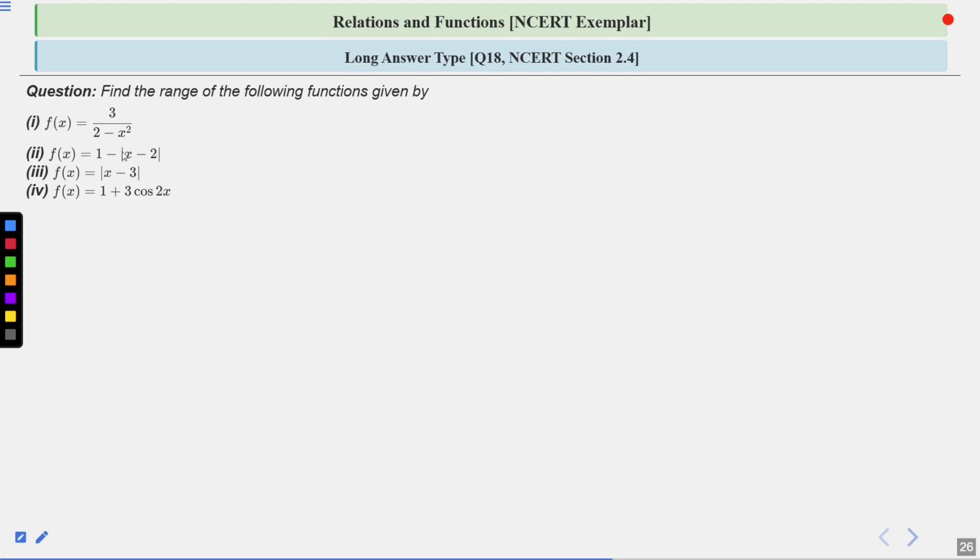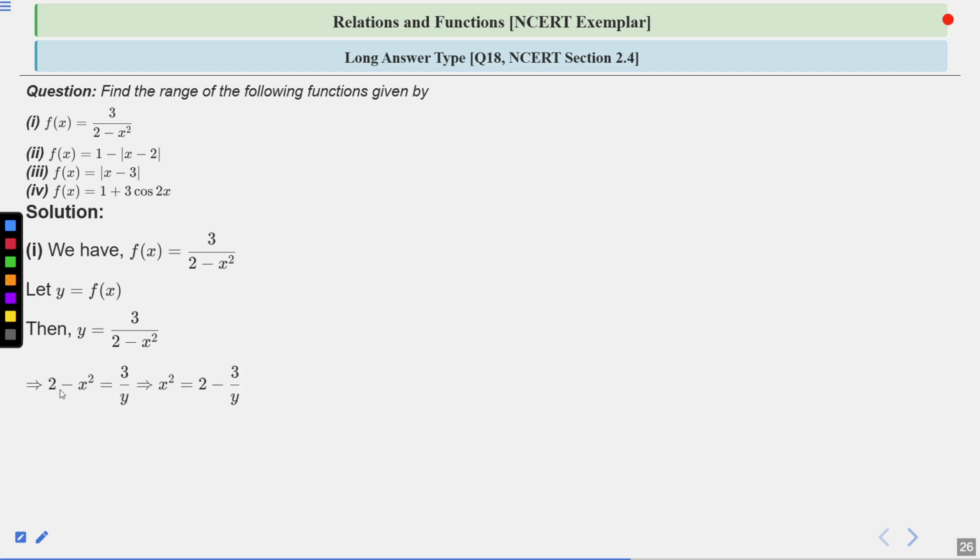This question. So what we have to find out is the range of the given four functions. Solution. We have f(x) is 3 by 2 minus x square. Assume f(x) is equal to some y output. Now y is equal to 3 by 2 minus x square. So 2 minus x square is equal to 3 by y, which gives me x square is equal to 2 minus 3 by y. This implies x is equal to root of (2y minus 3) by y.